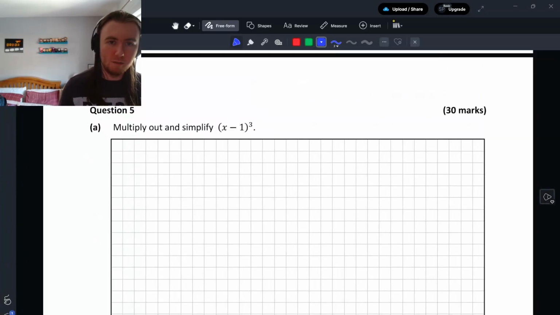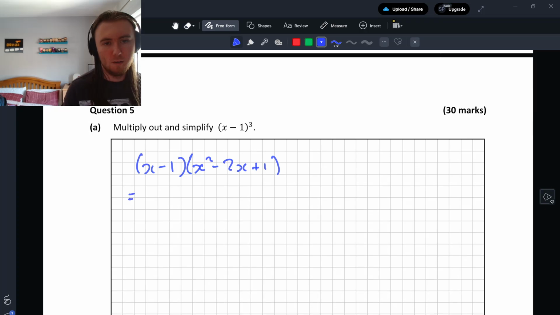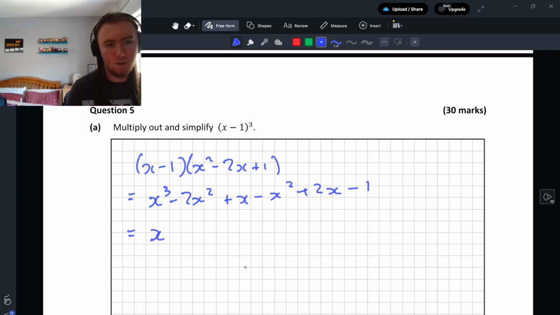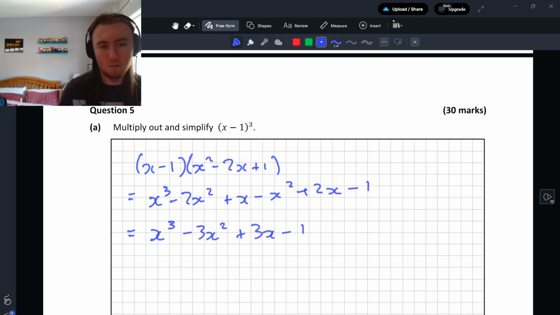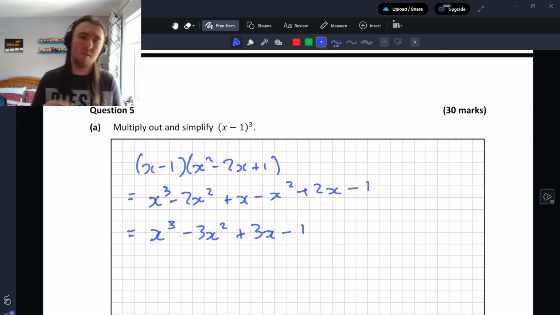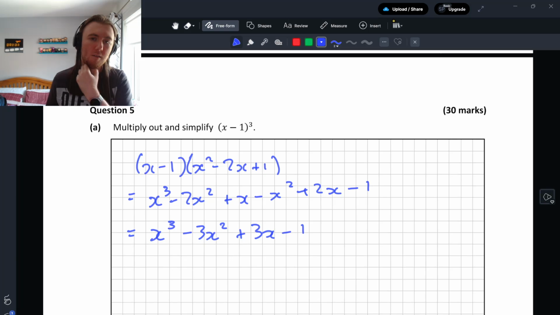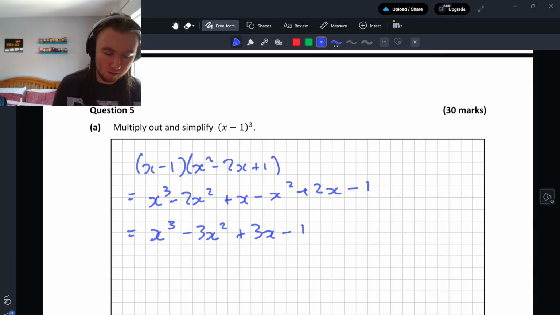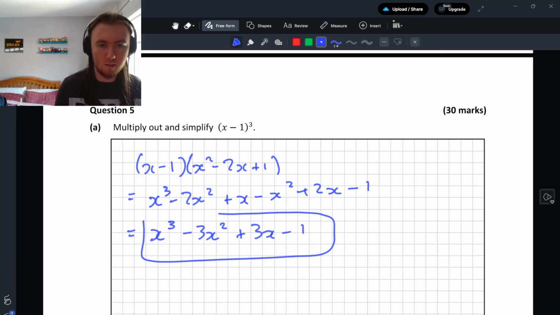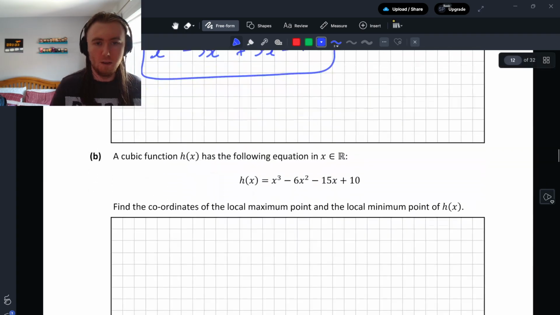Okay, multiply it and simplify x minus 1 cubed. So that's x minus 1 by x squared take away 2x plus 1. So that's x cubed minus 2x squared plus x minus x squared plus 2x minus 1. So that's x cubed minus 3x squared plus 3x minus 1. And yeah, that makes sense because it's subtracting two things, so the signs have to alternate if we think of the binomial series. So that's fine enough.